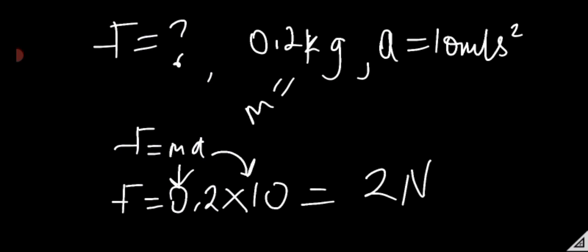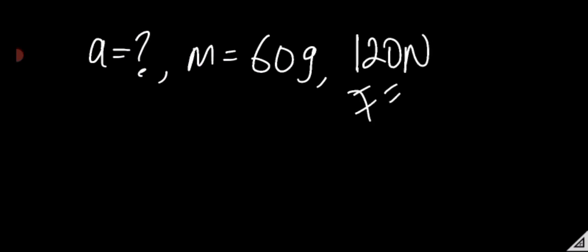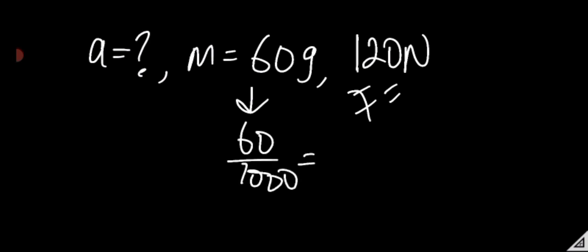What acceleration will we produce? So that means acceleration here is what? Unknown. What acceleration will we produce if a mass of 60 grams is being hit by a force of 120 Newton? So force equals 120 Newton. So first of all, this mass, you see that it's not in kg, so we'll make it kg by dividing it by what? 1000. So that will give us 0.06 kg.